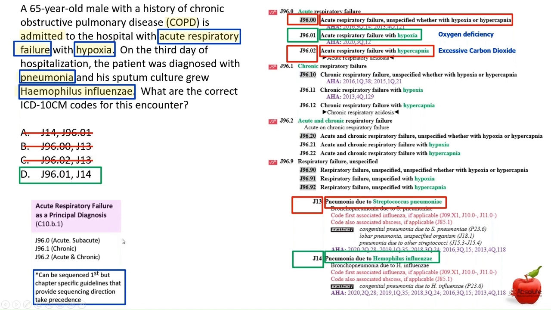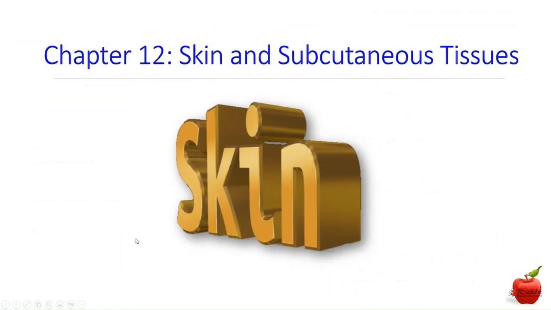Okay. All right. So we're going to keep moving along and take a look. I've got some more. I'm a Southern cook. I just keep, company comes over, I just keep cooking. So we're going to move to chapter 12, skin and subcutaneous tissues.